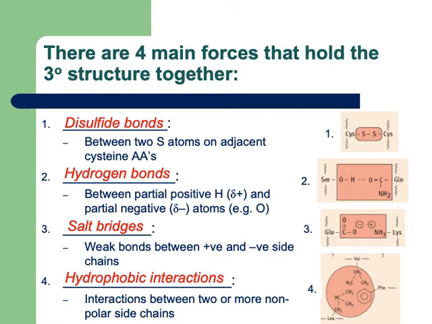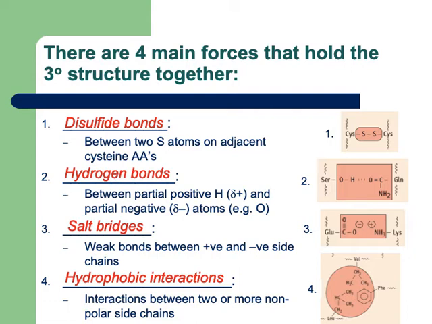The second one is hydrogen bonds, and these are between partial positive hydrogens and partial negative atoms of, for example, oxygen. So its polarity exists. So we create a polar relationship here, and that is a hydrogen bond. We also have salt bridges, which are weak bonds between positive and negative side chains. So again, polar. And then the fourth one is hydrophobic interactions, which are interactions between two or more non-polar side chains. The key here is non-polar.